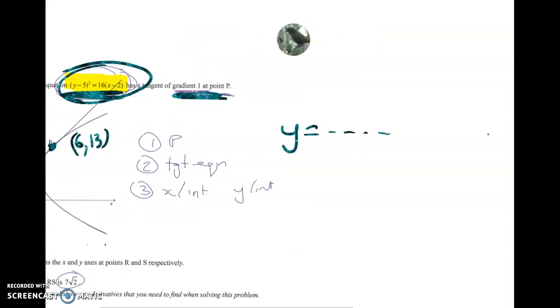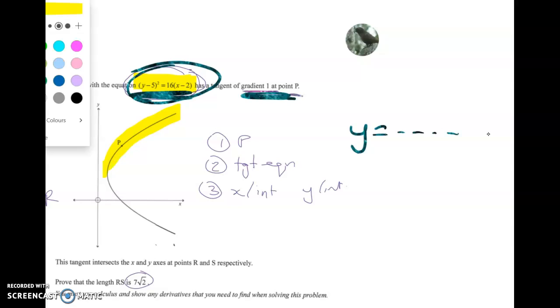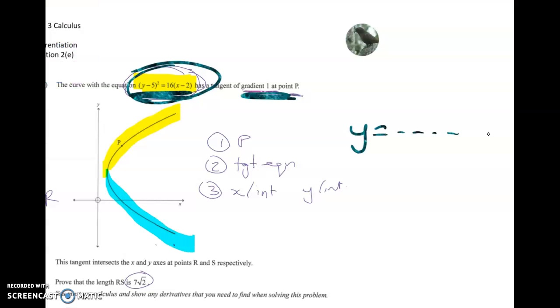So there's one issue with that, which is that obviously there are 2 bits of the curve, right? So there's this bit of the curve, which is the top branch, and then there's, change colour, this bit down here, which is the bottom one. Clearly point P is on the top half of that curve, and that's going to help us here.